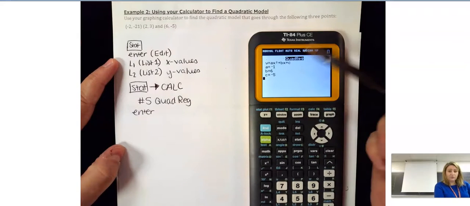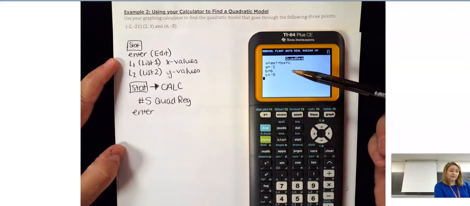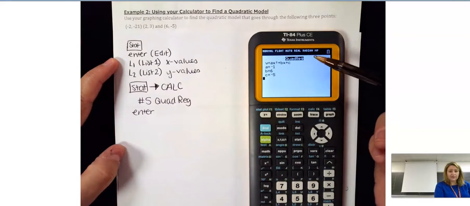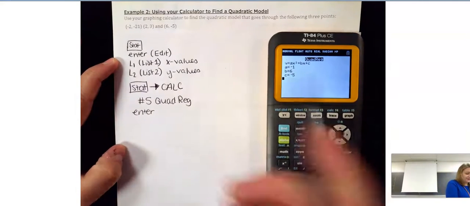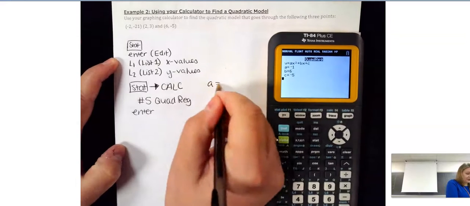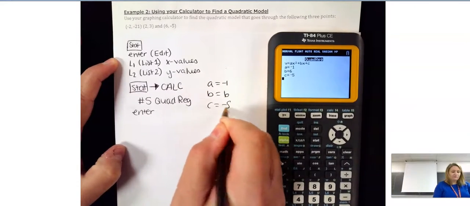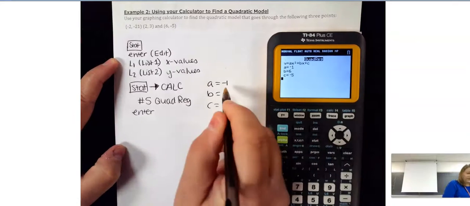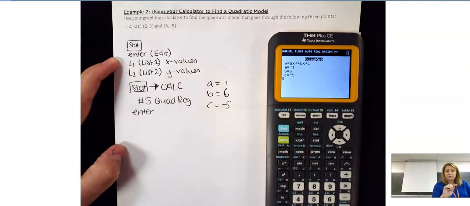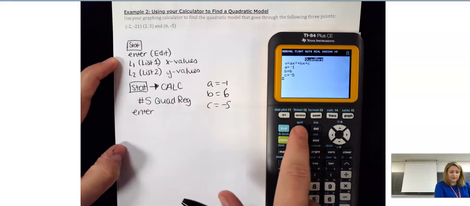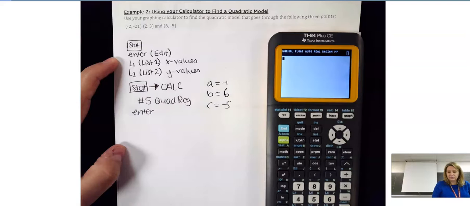On the screen, you should see the calculator has told you the A, B, and C values for this quadratic. On my screen, you can see A is -1, B is 6, and C is -5. Now here's what you do. If you want to get out of this menu, or any menu you don't want to be in, just hit second and the button right next to it, quit. That'll take you back to the main screen.